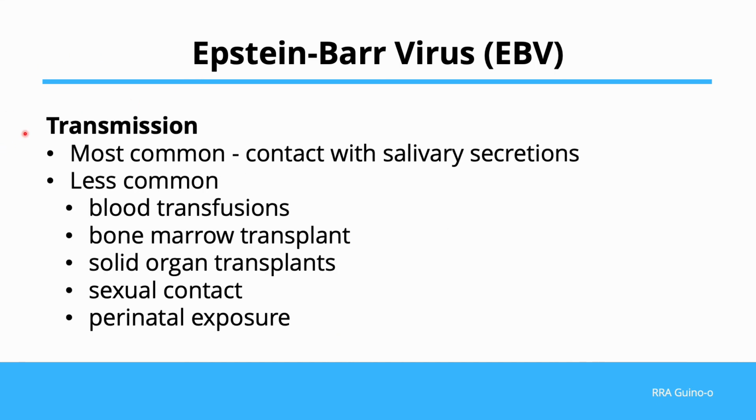Let's next take a look at how the EBV is transmitted. The most common mode of transmission is contact with salivary secretions. This can happen in a variety of ways, such as kissing and even sharing of eating utensils. Other less common modes of transmission include blood transfusions, bone marrow transplants, solid organ transplants, sexual contact, and perinatal exposure, which here means transmission from the mother to an unborn child.